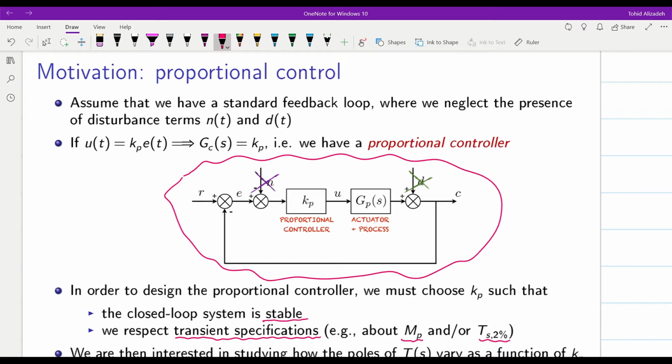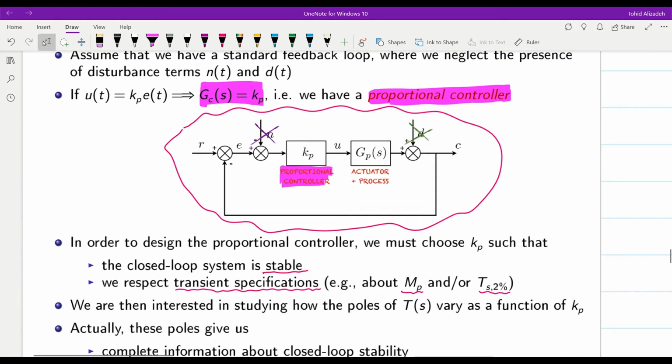As the simplest kind of controller, we will keep in mind the proportional controller, which will be simply a gain. So Kp will be our controller, or Gc of s will be in the form of Kp, a proportional controller. For now we assume that we can satisfy the requirements using a proportional controller, but later on we will see what happens if we are not able to do so.